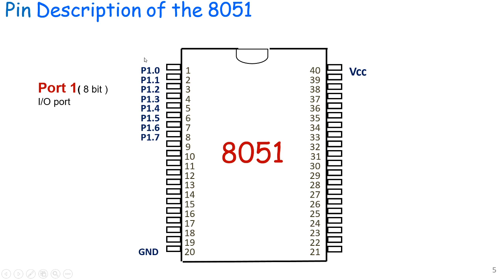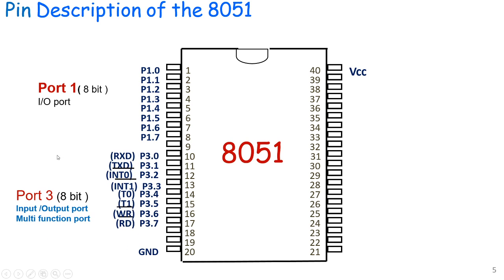This is port 1, an 8-bit port, which can work as an input output port. Port 3 is also an 8-bit port, which can work as an input output port or a multi-function port. P3.0 to P3.7. So these pins of the 8051 microcontroller are used for port 3, P3.0 to P3.7.